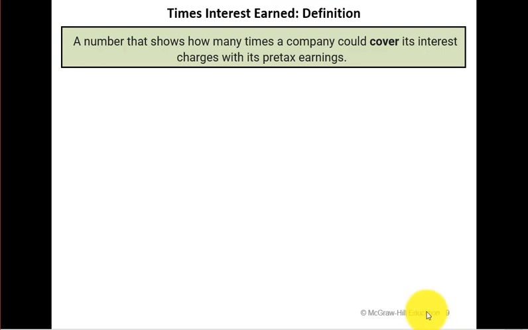Okay, now let's look at another topic that's covered in Chapter 9, which is times interest earned. Well, it's a number that shows how many times a company could cover its interest charges with its pre-tax earnings. Now, this is something that the bank really likes to look at because they want to make sure they get paid their interest, right? So the higher this is, the better the bank likes it.